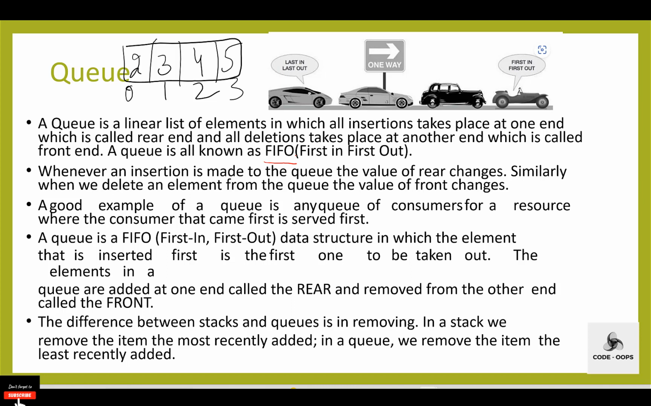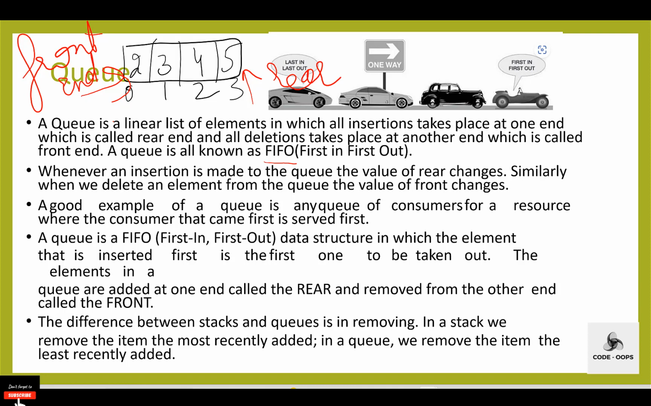Hello everyone, in this video we'll discuss the queue data structure. A queue is a linear list of elements in which all insertion takes place at one end, which is called the rear end, and all deletion takes place at another end, which is called the front end. A queue is based on the principle first in, first out.